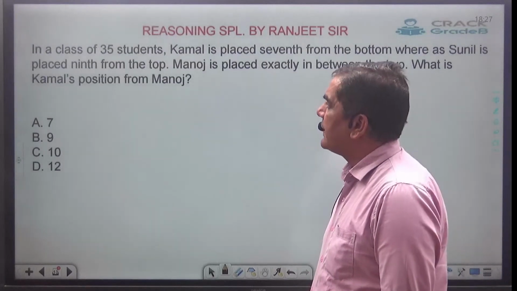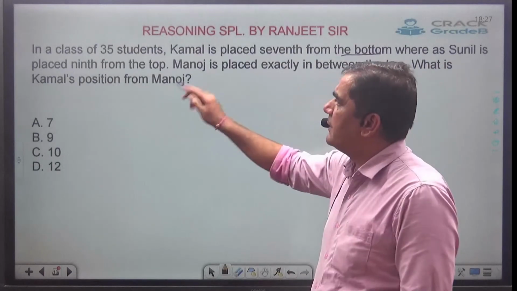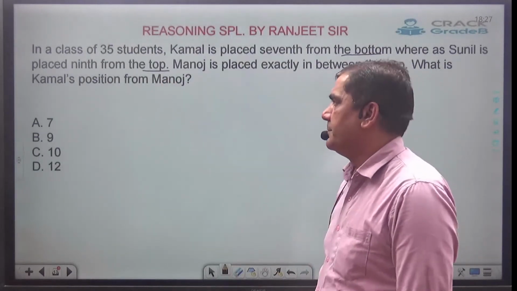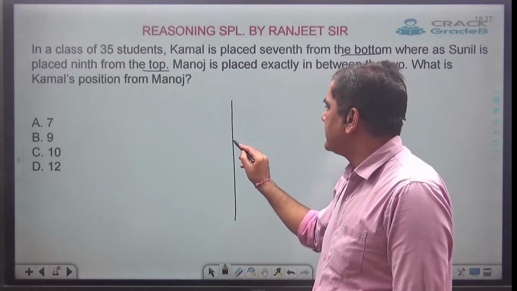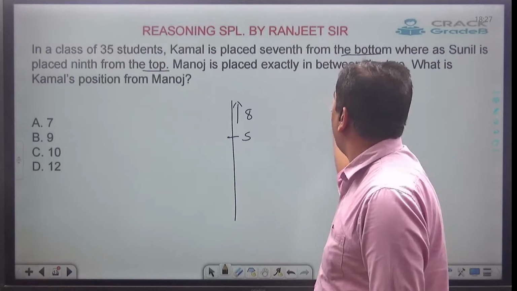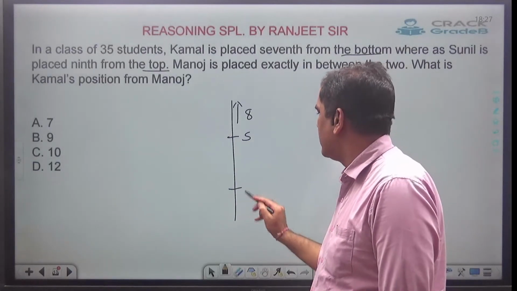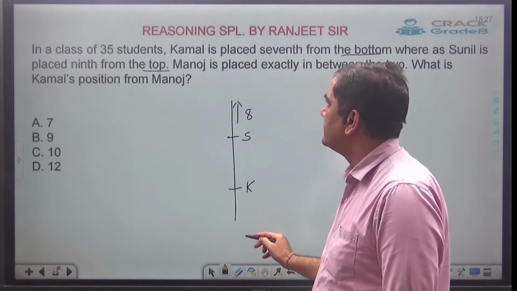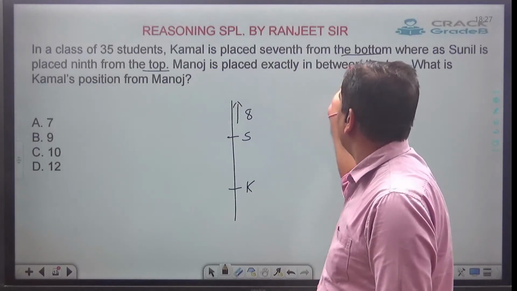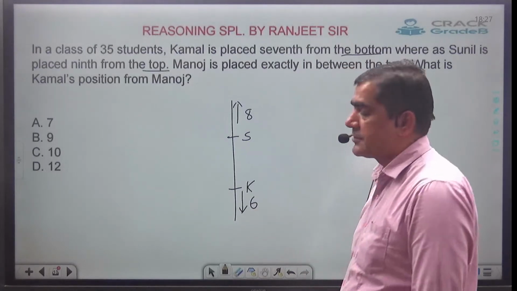In a class of 35 students, Kamal is placed 7th from the bottom, whereas Sunil is placed 9th from the top. Okay. So I will say Sunil is 9th from the top means what? To the top of Sunil there must be 8. And Kamal is 7th from the bottom, so to the bottom of Kamal there must be 6.